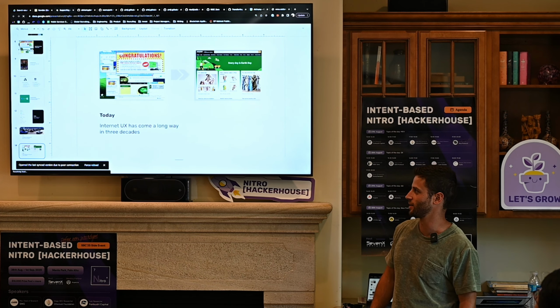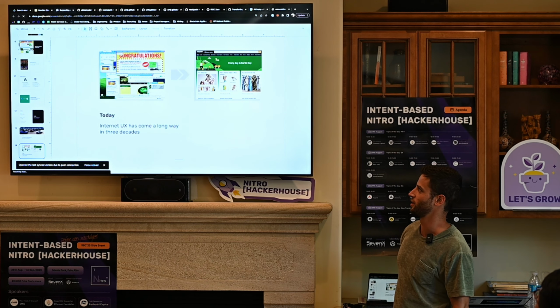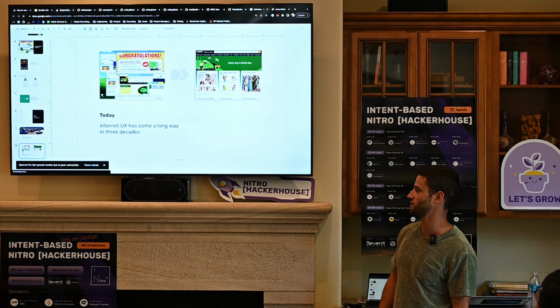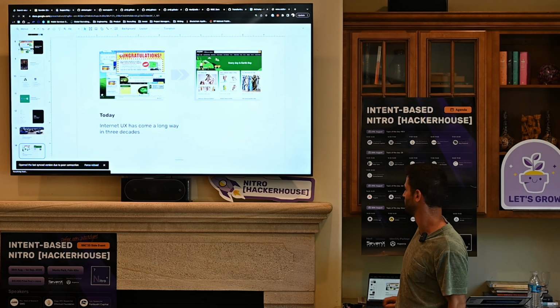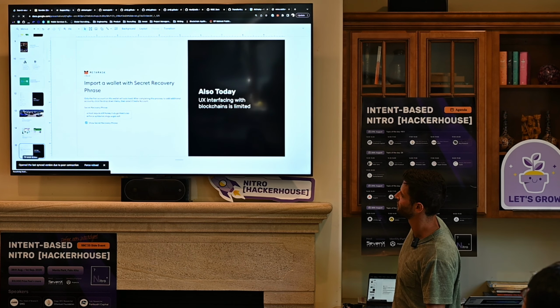So internet UX has come a long way in 3 decades, from the screenshot I showed on the left to some that you guys are familiar with on the right, which is Amazon. You open it without thinking, you can purchase products, they show up at your door, it's incredible. So how do we get from A to B?